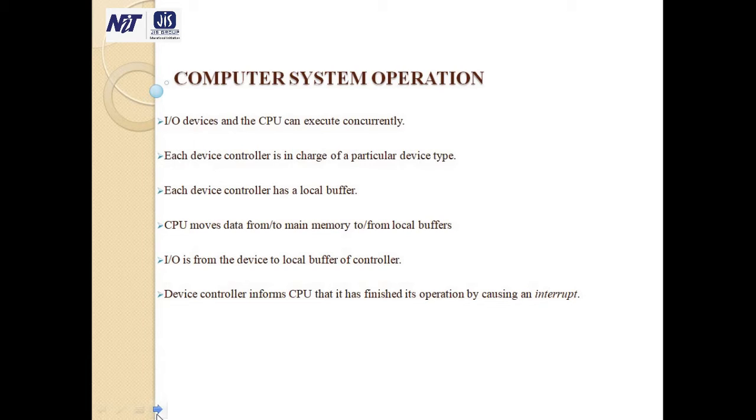Now, the computer system operations. The I/O devices and the CPU can execute concurrently. Each device controller is in charge of a particular device type. Each device controller has a local buffer. The CPU moves data from memory to the local buffers, and the input output is from the device to the local buffer of the controller. The device controller informs the CPU that it has finished its operation by causing an interrupt.